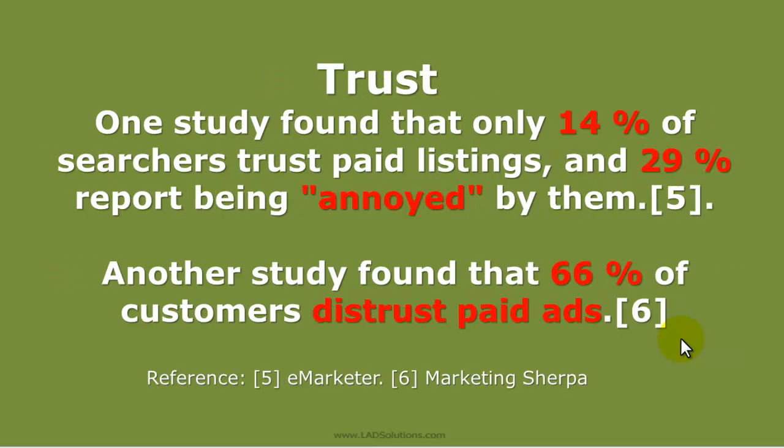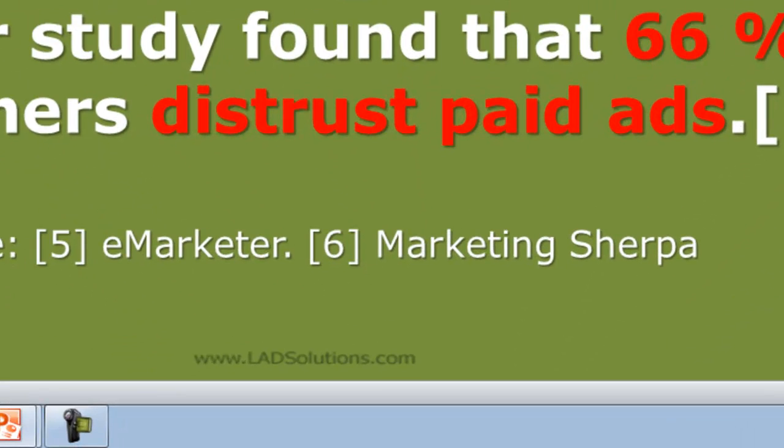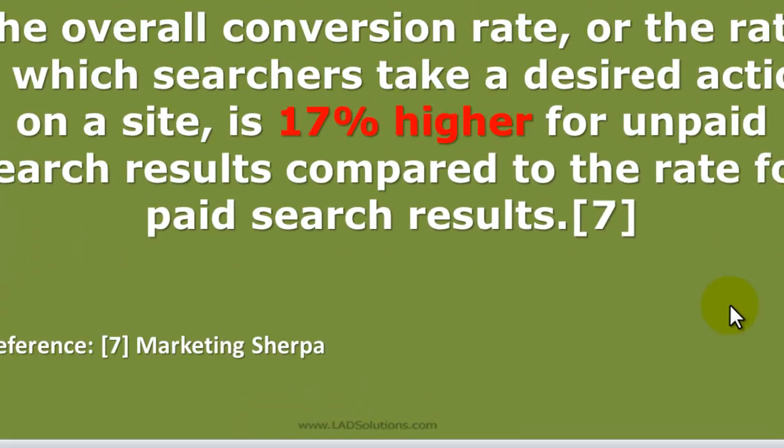Well, here are the other statistics to look at. There's a whole trust issue. One study found that 14% of searchers trust the paid listings, and 29% of people actually feel annoyed by them. They feel annoyed by those ads. Wow. Another study found that 66% of customers just distrust the paid ads altogether, according to eMarketing and Marketing Sherpa. Amazing.